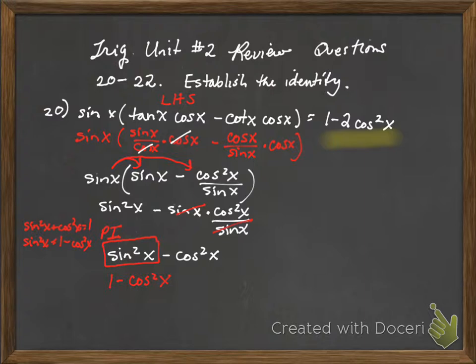Now that I did that substitution, I have 1 minus cosine squared x minus cosine squared x. This becomes 1 minus 2 cosine squared x. My left-hand side looks like my right-hand side, so I know that my identity is done. Please note, do not work on both sides of the equation. Once you establish what side you're working on, in my instance the left-hand side, stay on the left-hand side. Alright, so let's look at number 21.